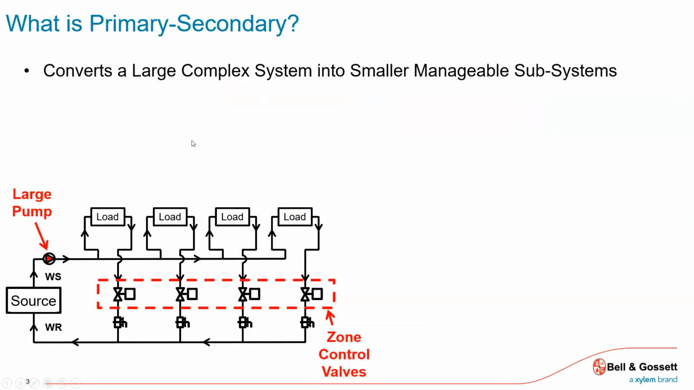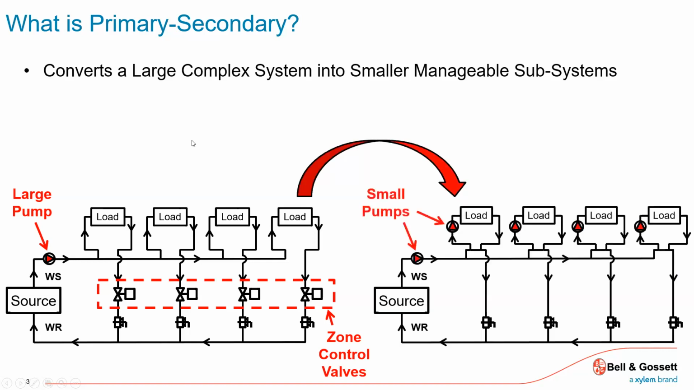And so what is primary, secondary? That's kind of a loaded question, but we're going to try to jump into it. Convert a large, complex system into smaller, manageable subsystems. So here's my source, chillers, boilers. Here's my distribution feeding all of these various loads. One large pump. And maybe they're zoned with valves of some sort. And maybe I convert it.